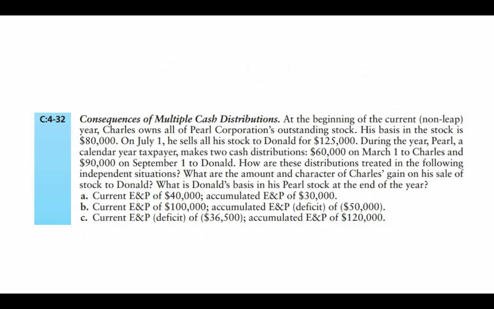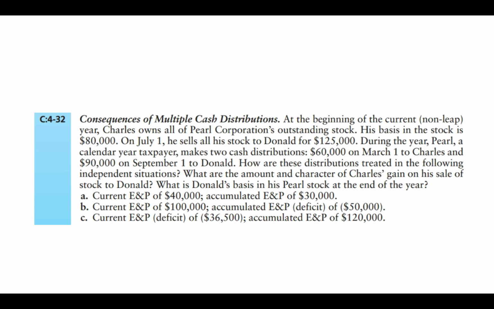All right, question 32. At the beginning of his current non-leap year, Charles owns all of Pearl Corporation's outstanding stock. His basis in the stock is $80,000. On July 1, he sells all his stock to Donald for $125,000. During the year, Pearl, a calendar year taxpayer, makes two cash distributions, $60,000 on March 1 to Charles and $90,000 on September 1 to Donald. How are these distributions treated in the following independent situations? What are the amount and character of Charles' gain on his sale of stock to Donald? And what is Donald's basis in his Pearl stock at the end of the year?